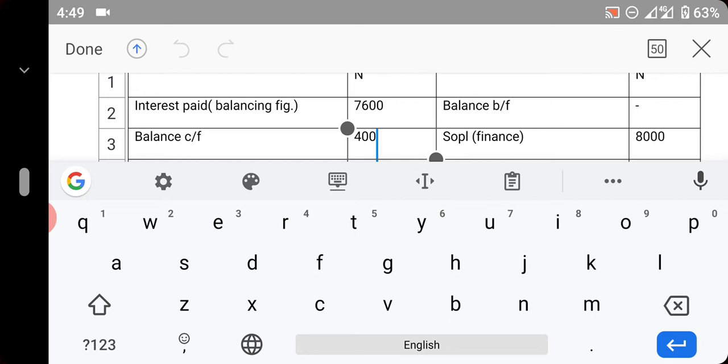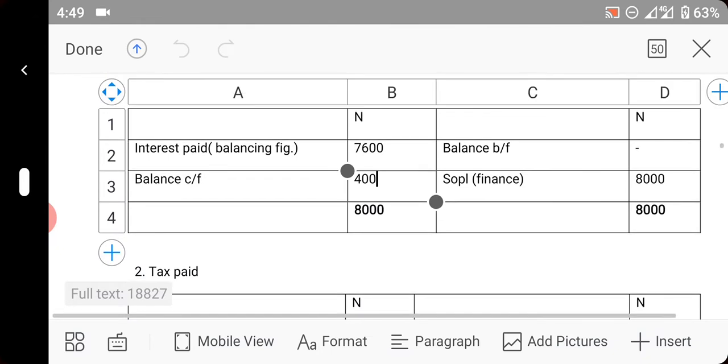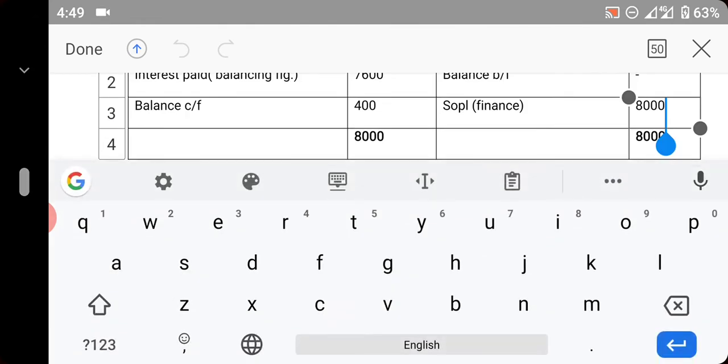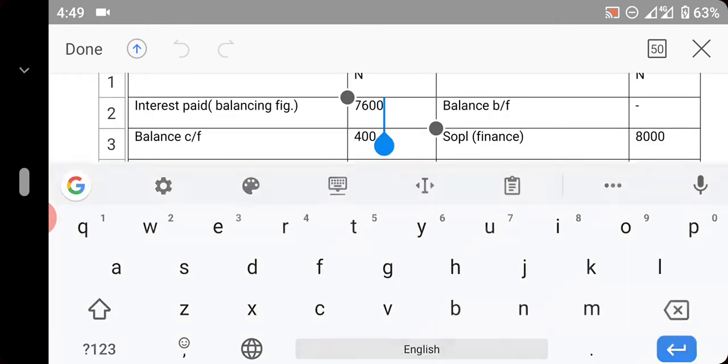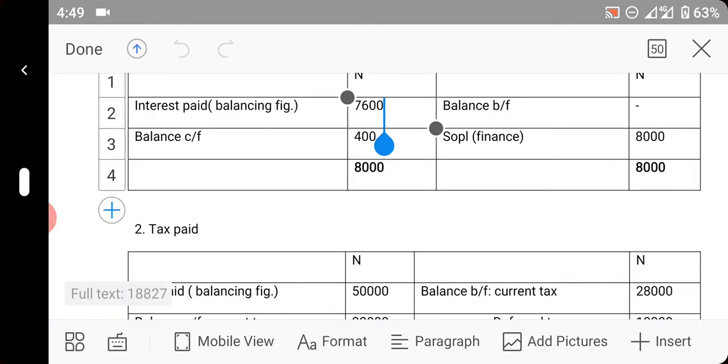Now, during that year, in the statement of profit or loss, we paid interest. How much interest did we pay? So we paid interest of 8,000 in the statement of profit or loss. So this 8,000 is in the statement of profit or loss. You can look that up in your material to see if what I'm saying is true. Then you add it. So 0 plus 8,000 will give you, closing the account, 8,000. Then 8,000 minus 400 will give you interest paid of 7,600. Do you understand?